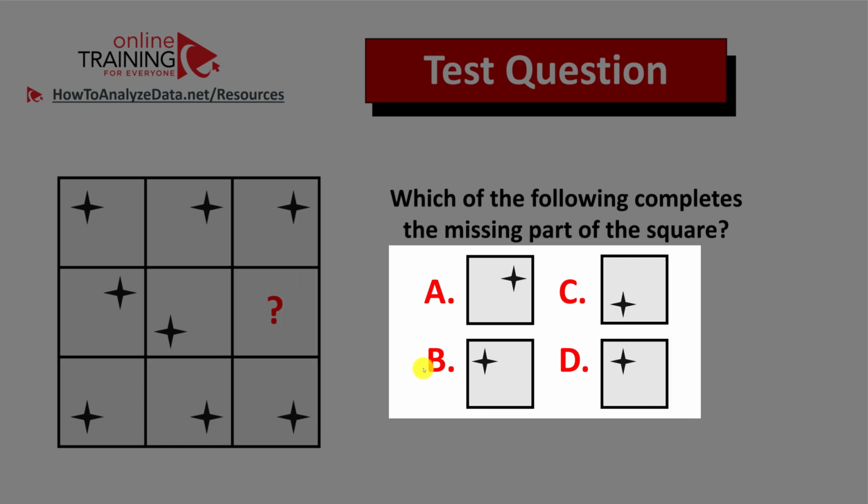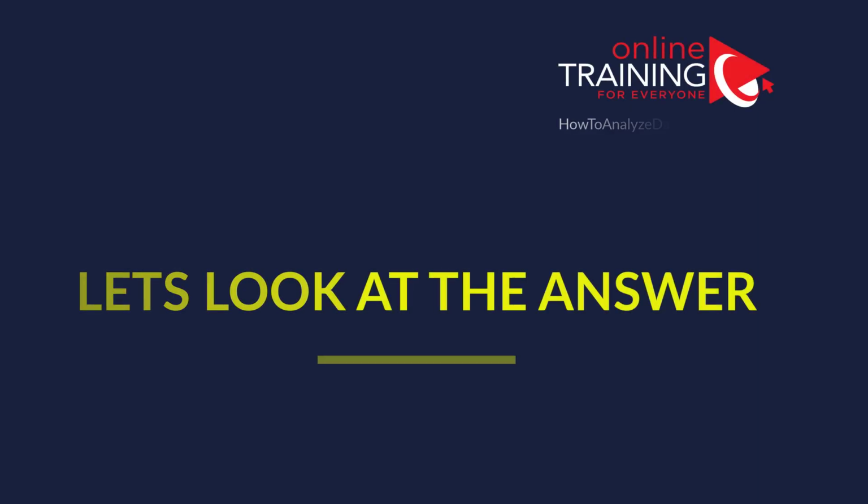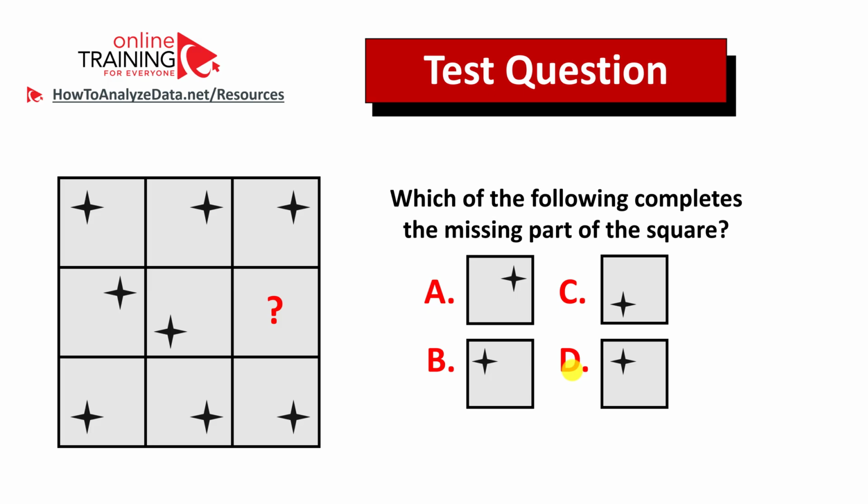Choices A, B, C, and D. Each choice has a star in a different corner. Do you think you know the answer? Give yourself 10 to 20 seconds to see if you can come up with the answer on your own. Did you figure out the answer? Let's go ahead and jump straight to the solution.